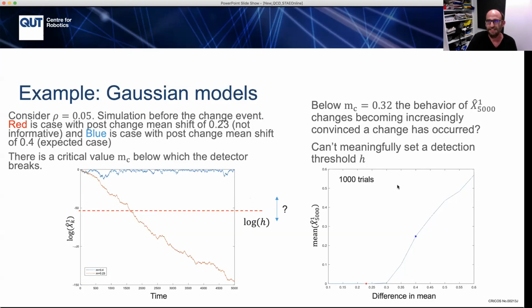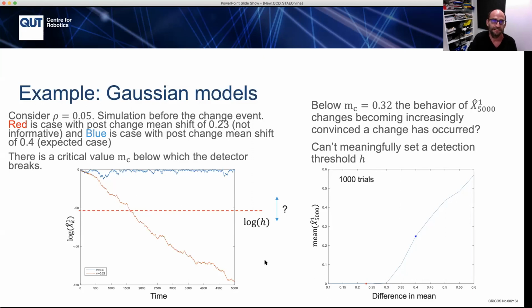On the right, we did a bit of a Monte Carlo study. We have on the x-axis the difference in mean. On the y-axis, we have the value of the test statistic up to 5,000 steps. We did 1,000 trials. Interestingly, there's an important threshold where the phenomenon emerges. So that's a pretty interesting phenomenon.